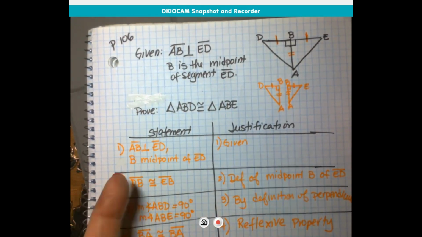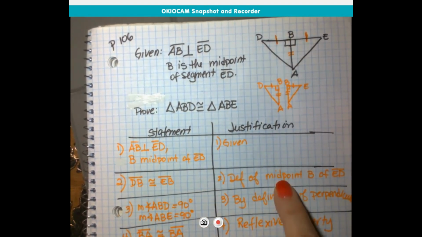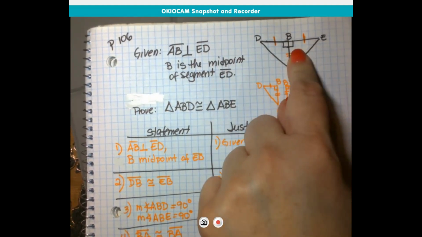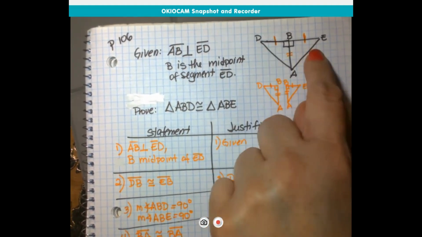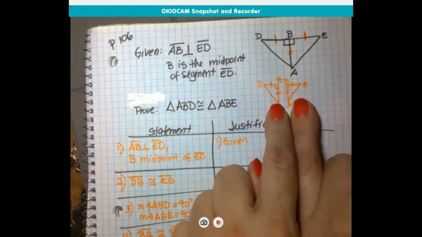What's next? Well, the next thing, what does it mean midpoint? Means that it cuts in half. So that means that DB or BD is congruent to EB. See, that's why I put those little lines, because they're congruent. And I also tried to separate the 2 triangles so you guys can see what information I have.